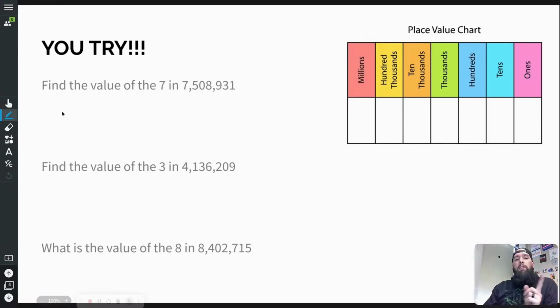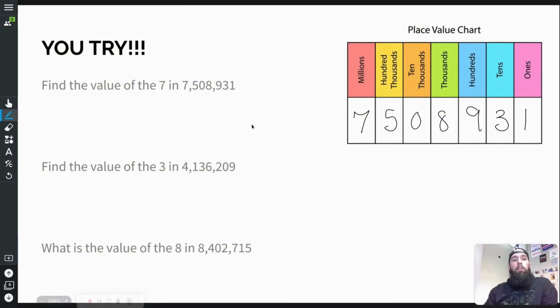Welcome back. Find the value of the 7 in 7,508,931. So let's just fill out this chart again just for funsies. We've got, what do we want? We want the 7. 1s, 10s, 100s, nope. Thousands, 10,000s, 100,000s, nope. But the 7 is in the millions. So the 7 here is in the millions place value.